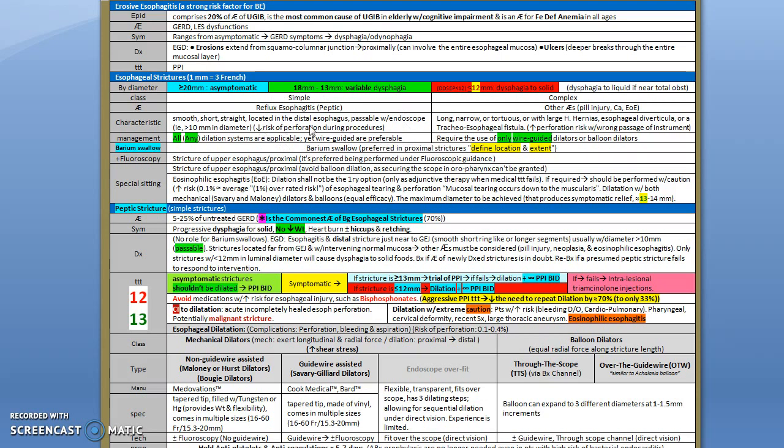Regarding the management, you can dilate the simple strictures with any equipment, but the wire-guided equipment are usually preferable, while the complex, you only need to use the wire-guided dilators for safety purposes. The role of barium swallow here is to define the location and extent of the stricture, specifically the proximal ones.